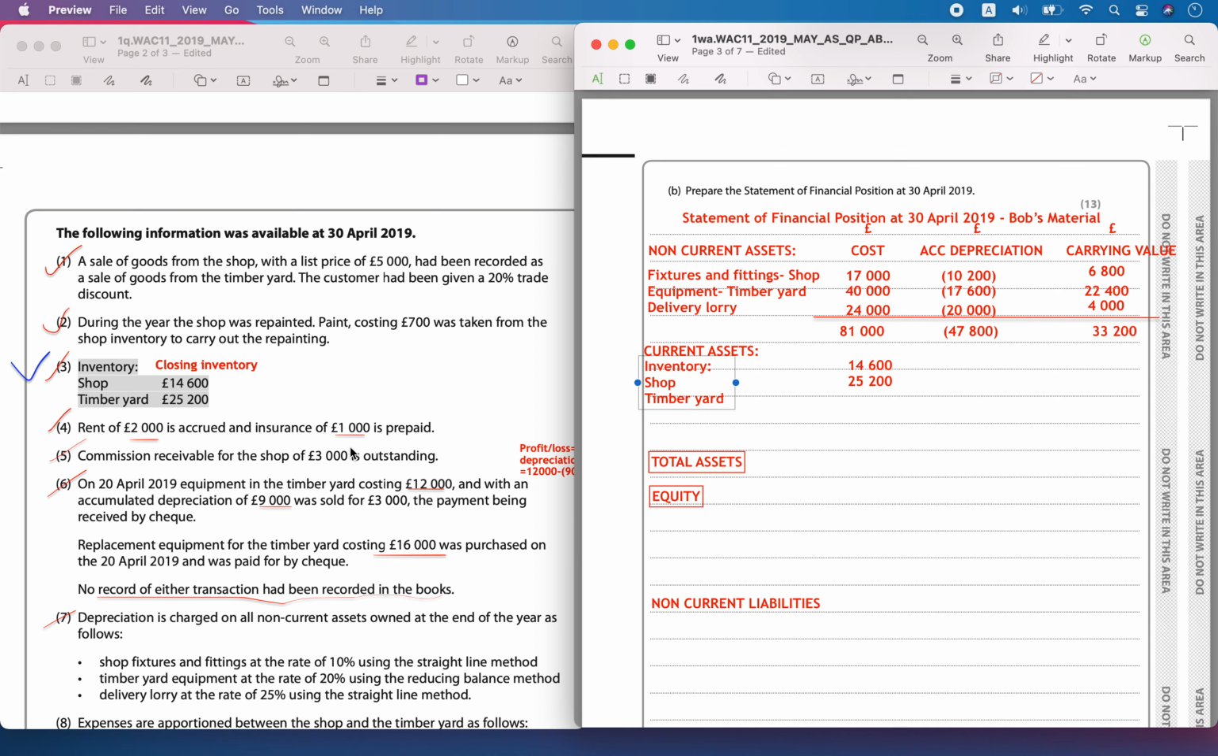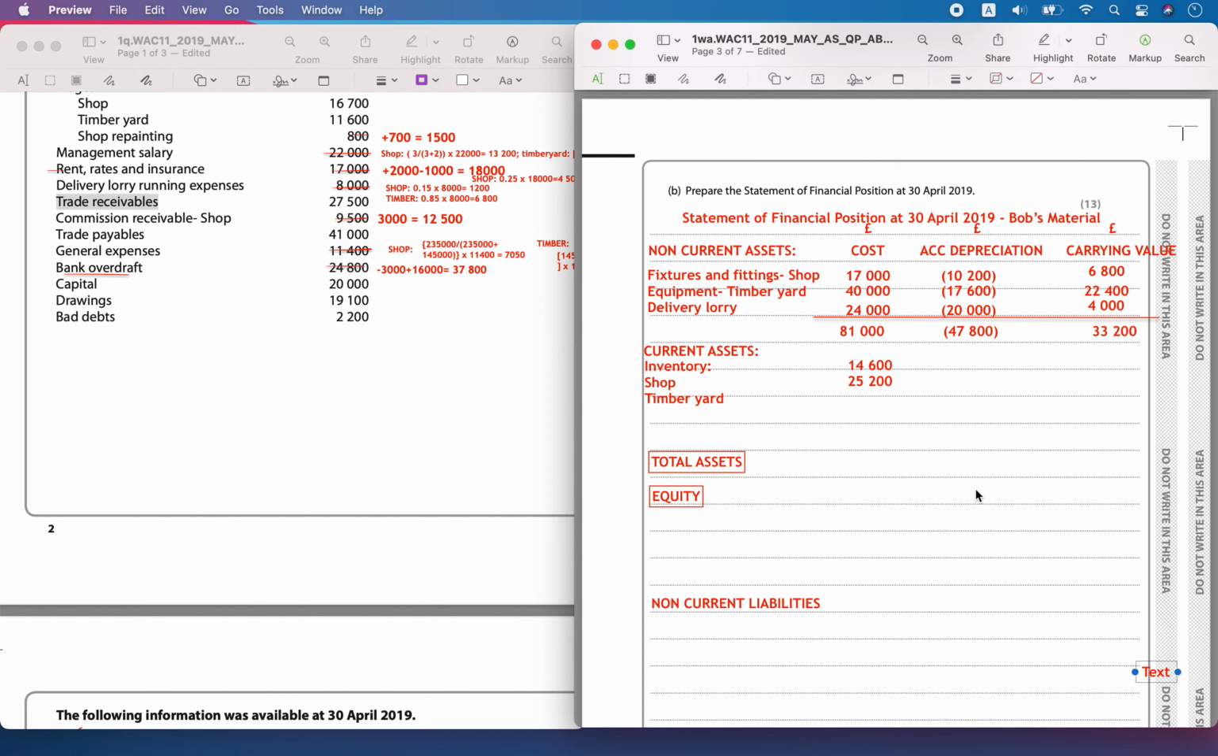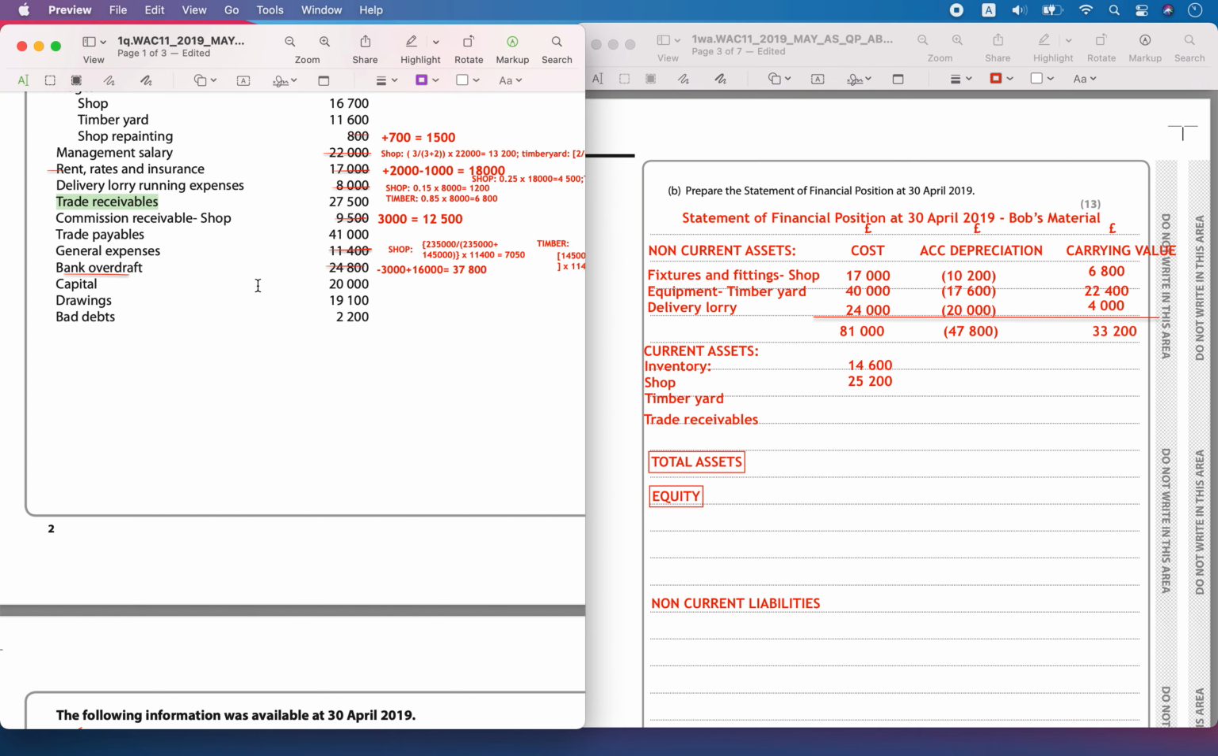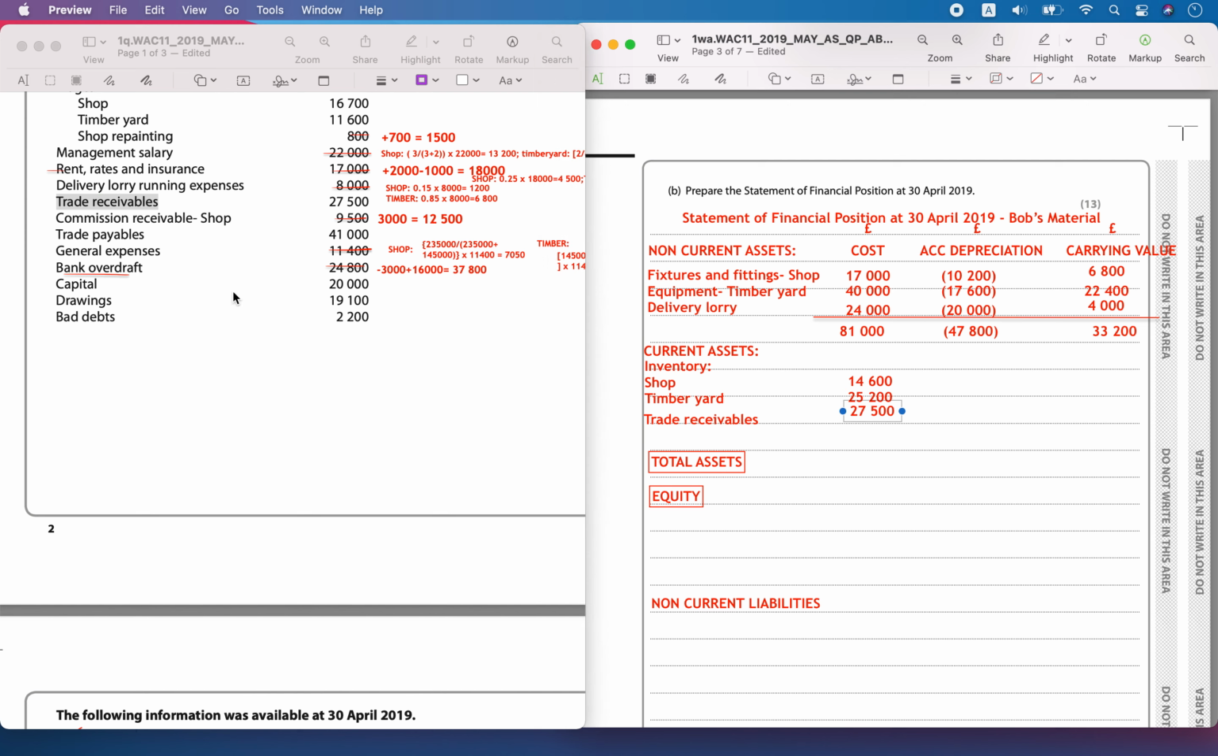Then, that is one of the current assets. Then you have the trade receivables. Trade receivables is a current asset. It was around 27,500. Okay, trade receivables were around this much. Then you have the other receivables.